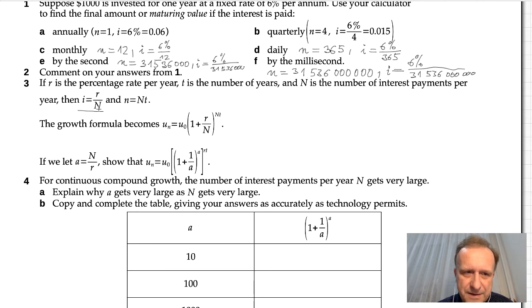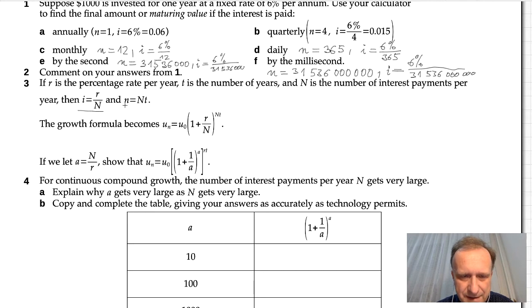Okay, N this time is the capital N because it's the number of compounding periods per year, while here the small n was just the number of compounding periods in total. But incidentally, we had just 1 year, the time of 1 year in parts A, B, C, D, and so on. So let's get back.